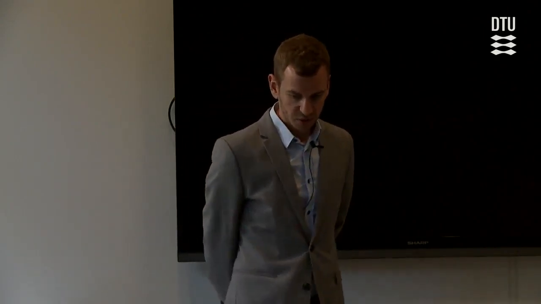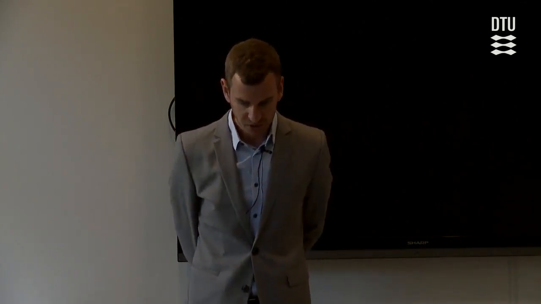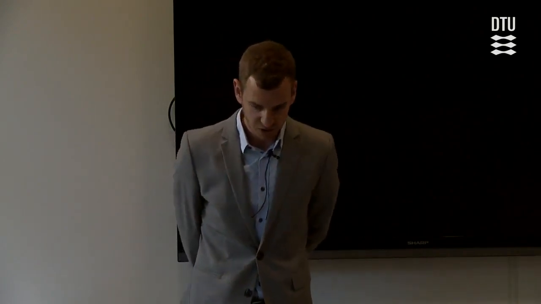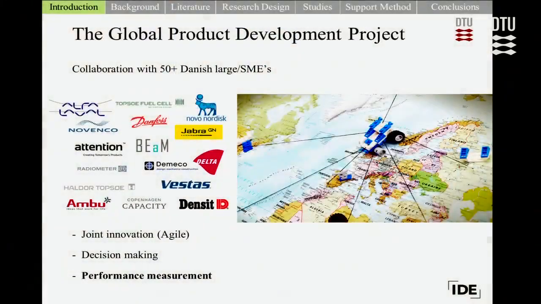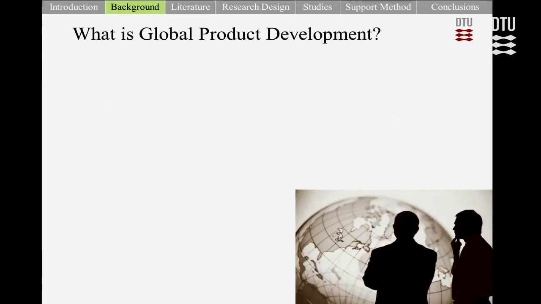So the project is part of a larger global product development project where research has been conducted in close collaboration with over 50 Danish companies. However, the specific companies in this project will not be named throughout the presentation. As part of the larger project, there were 3 project lines. The first, joint innovation, focuses on the development of agile processes, and also decision making and performance measurement, which is where we come in. A focus of the project was to develop an understanding of the current practice and also develop practical tools to support industry. So what is global product development?